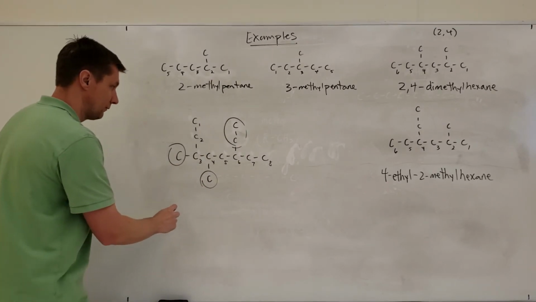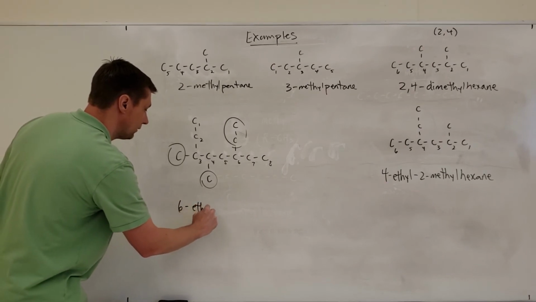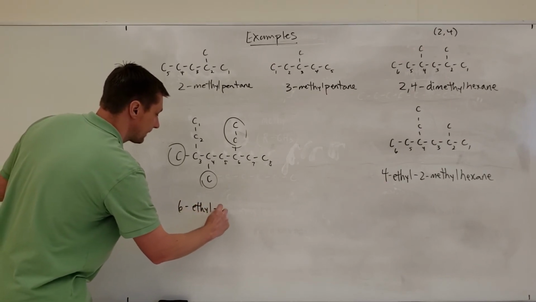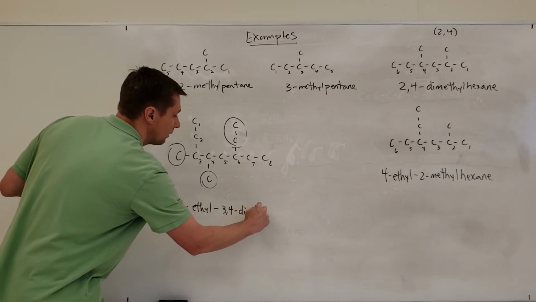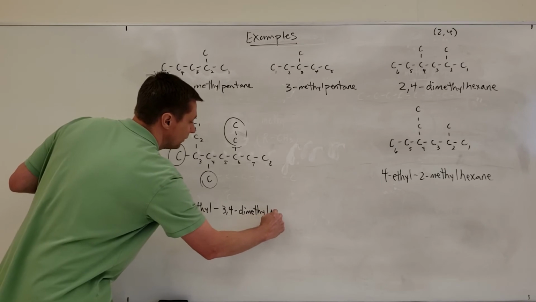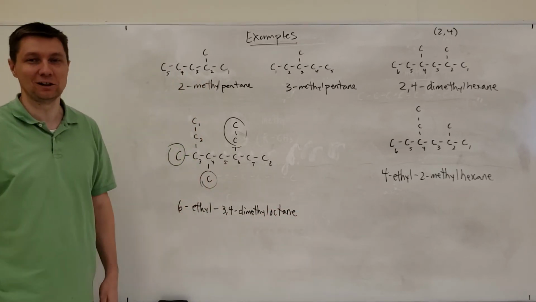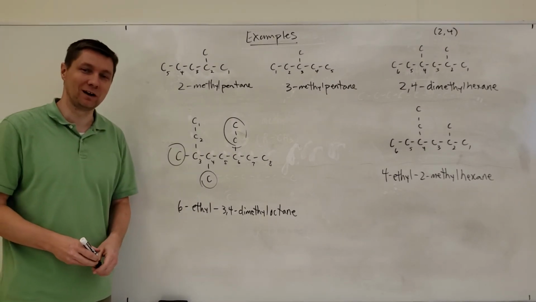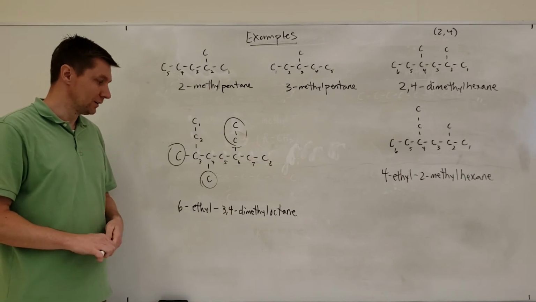And so when we go ahead and write this, we end up with 6-ethyl-3,4-dimethyloctane. So you can see some of these get really long, and that's okay. That's part of the fun of it, I think, is just trying to keep track of everything and make sure that they're all good.